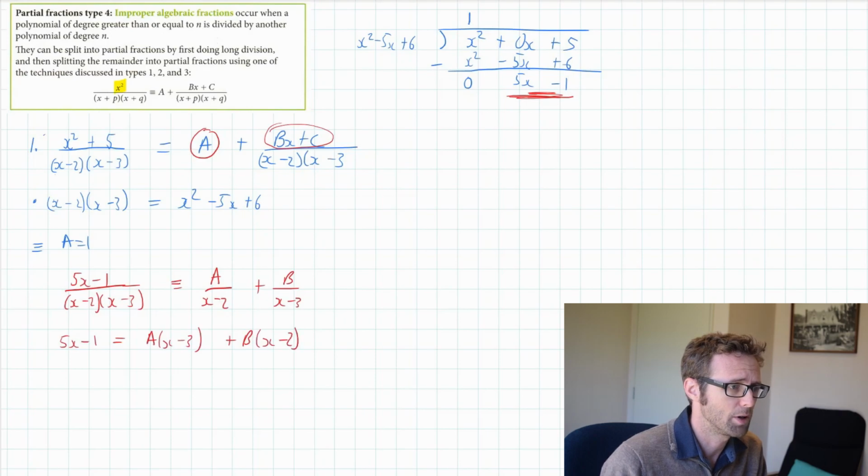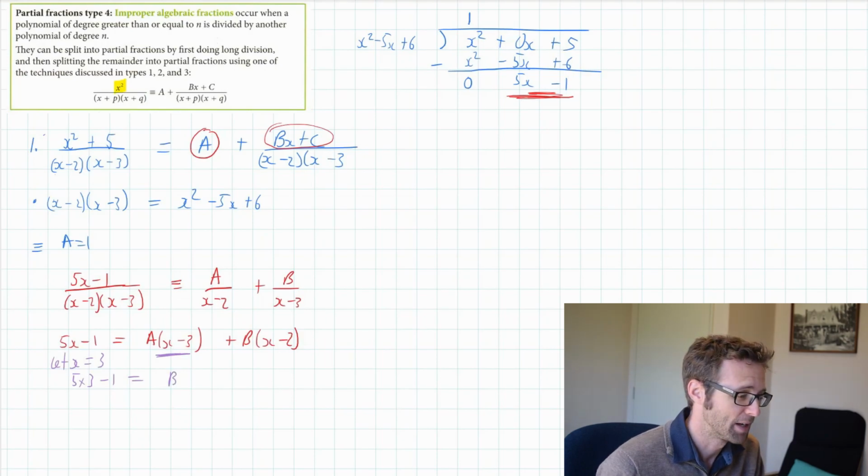At this point I'm going to say, all right, let's let x equal 3. If I do that, on the left hand side I get 5 times 3 minus 1, which is equal to, well, a's whole term will be 0 because we've got 3 minus 3. So we'll just get b times 3 minus 2, which is just 1b. Therefore, we've got 14 is equal to b.